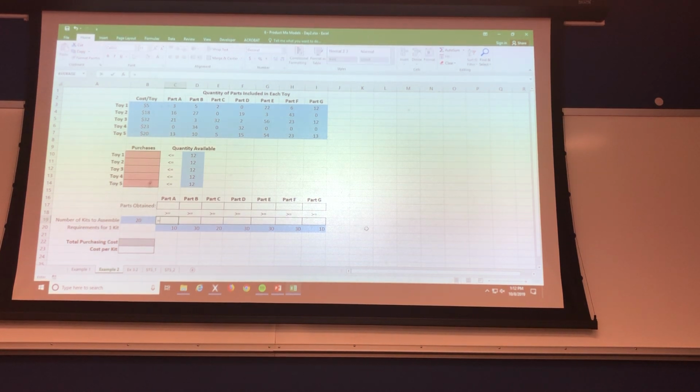How do you know? Because you're going to make 20 kits, and they each take 10 parts. So it's 10 times your 20, however you want to put it in there. I don't care which direction you put that. It takes 10 A's in each kit. So it's C20 times B19, but you do have to make sure that the B19 is an absolute reference if you want to copy this across.